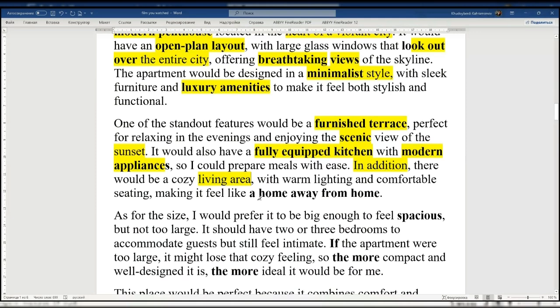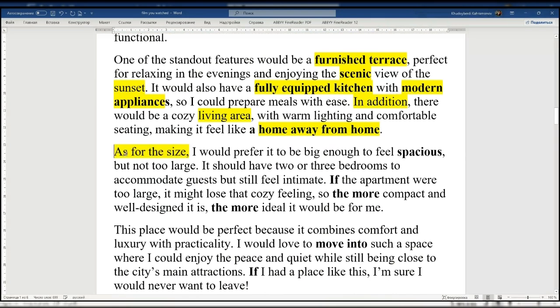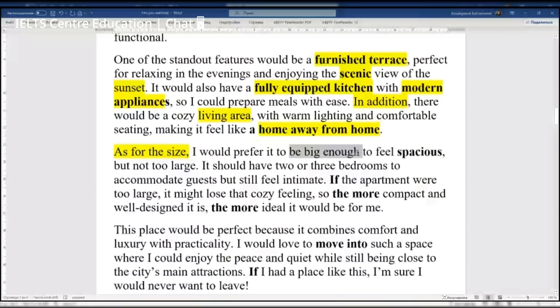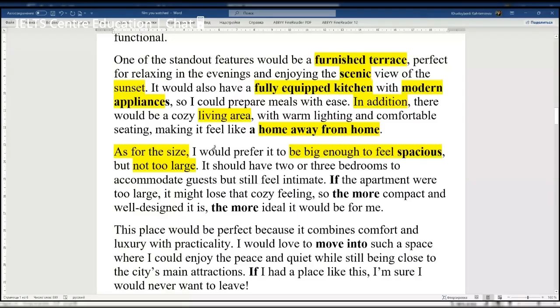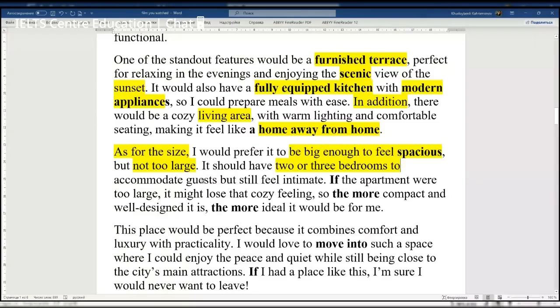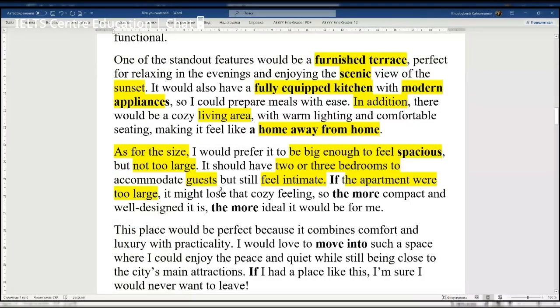As for the size, and I'm going to talk about its size, I prefer it to be big enough to feel spacious, but not too large. And it should have two or three bedrooms to accommodate guests, but still feel intimate. If the apartment were too large, right? It might lose that cozy feeling. So the more compact and well designed it is, the more ideal it would be for me.